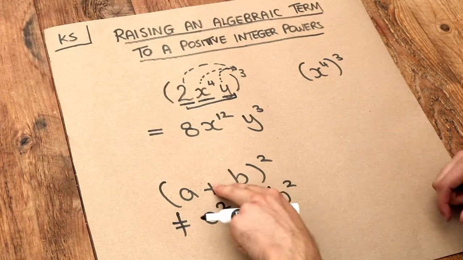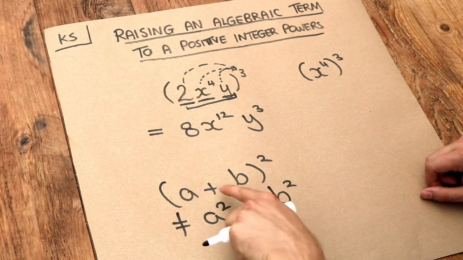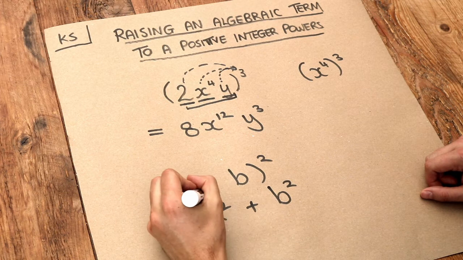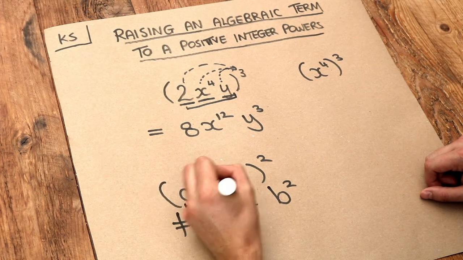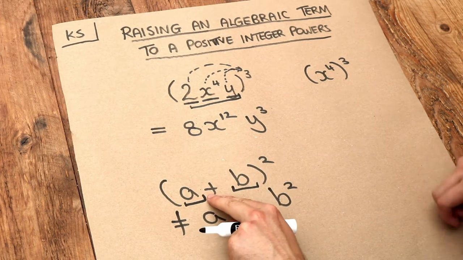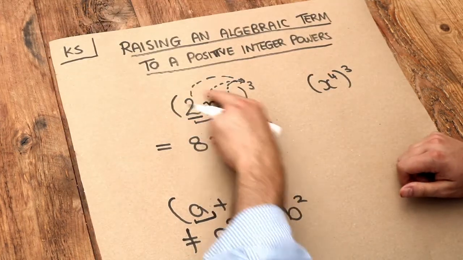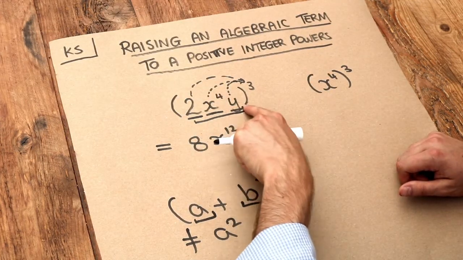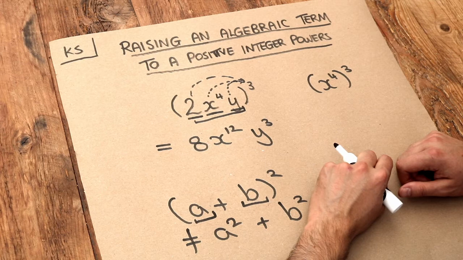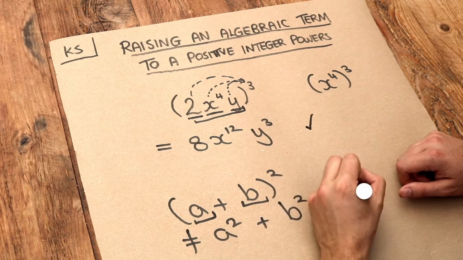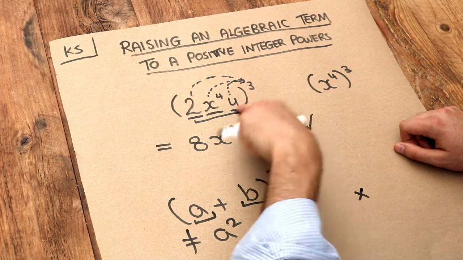And the difference between this and this is that we've actually got multiple terms here, being added together. We've got this a and the b being added together. Whereas here, it's a single term because the things within the term are being multiplied together. So this is right, but this is wrong. So be careful about the difference between the two.